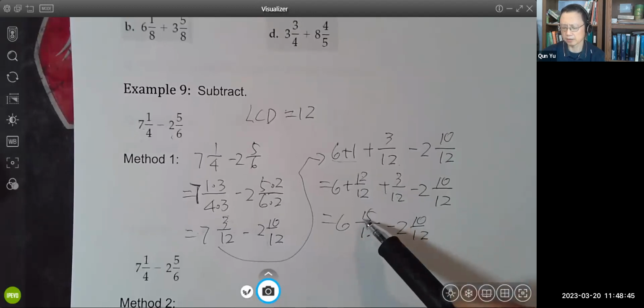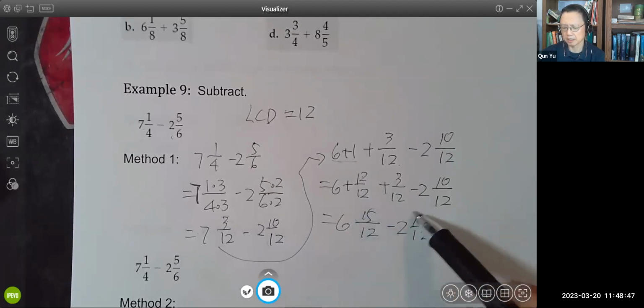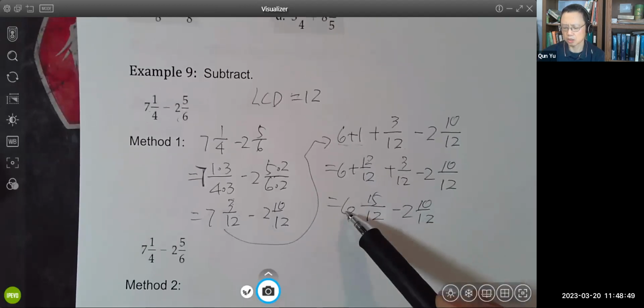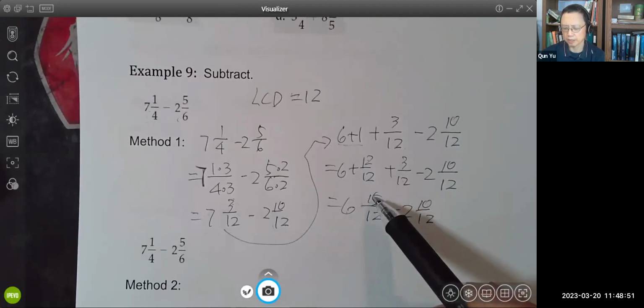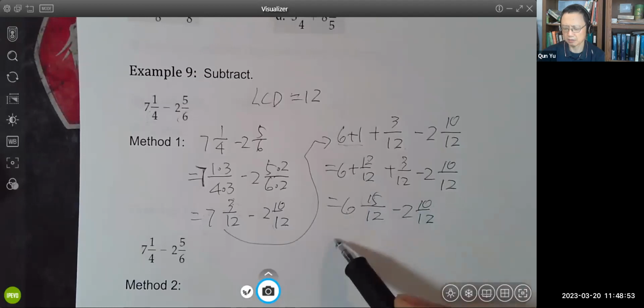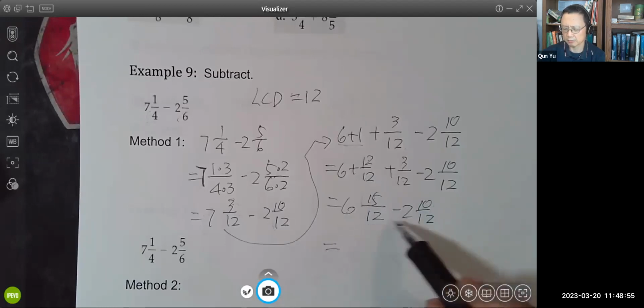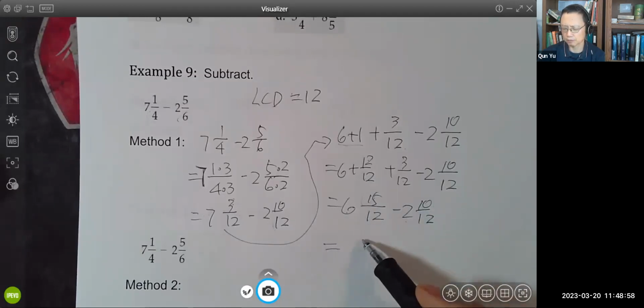Now take a look at it. This numerator is bigger than the second one. You can use whole number minus whole number, fractional part minus fractional part now. And we get 6 minus 2, that's 4. 15 minus 10, that's 5. And that's our final answer.